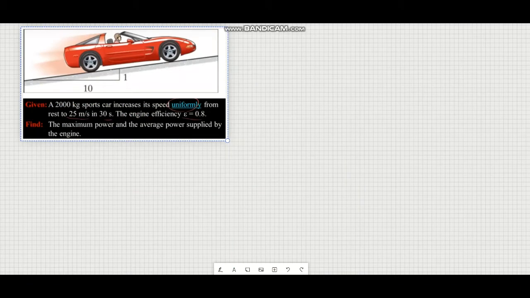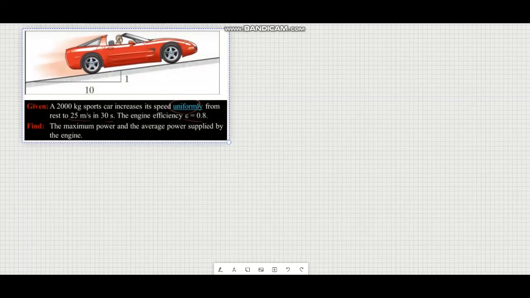The second example is a 2000 kilogram sports car, which increases its speed uniformly from rest to 25 meters per second in 30 seconds. The engine efficiency is 0.8. What we need to find is the maximum power and the average power supplied by the engine. We are going to find it.